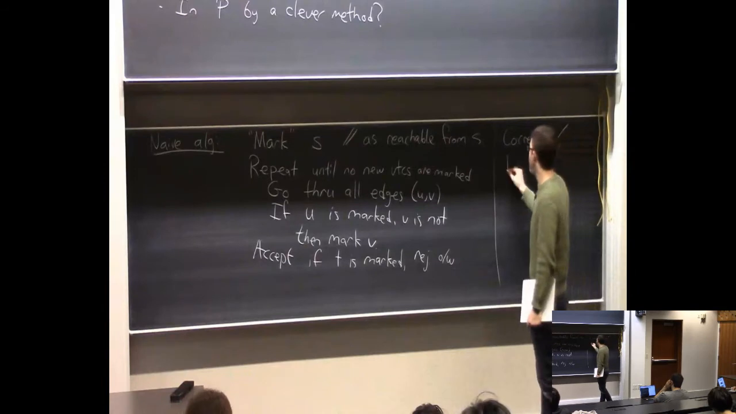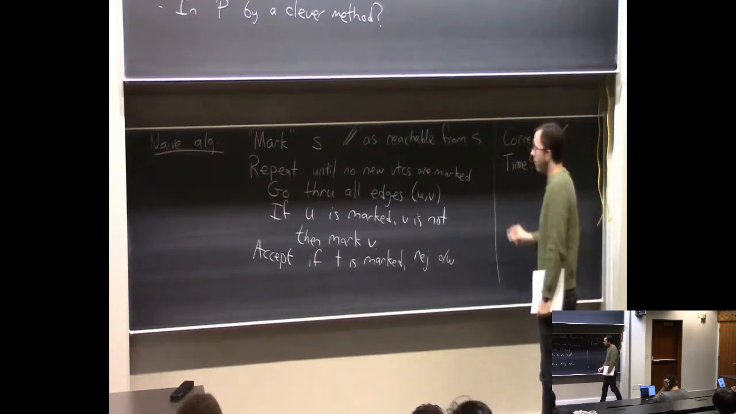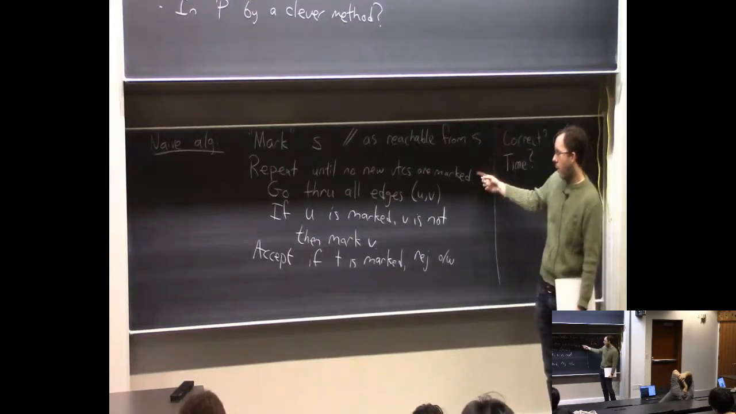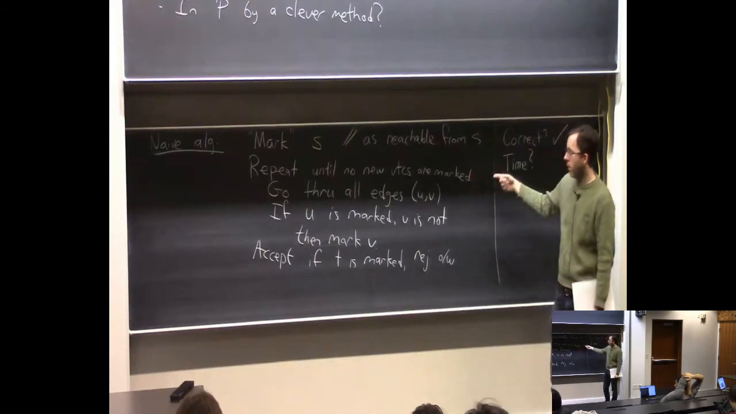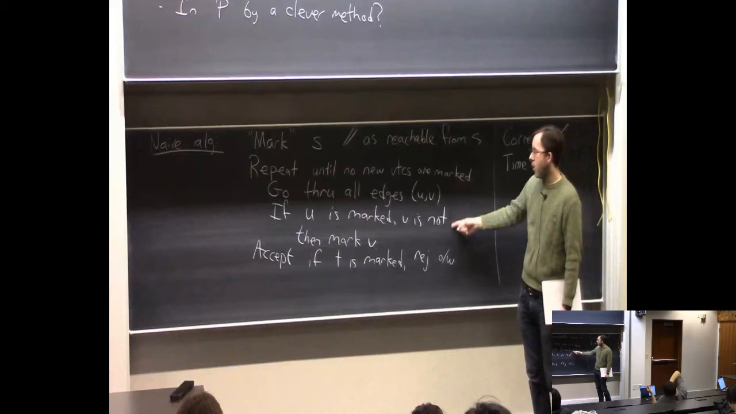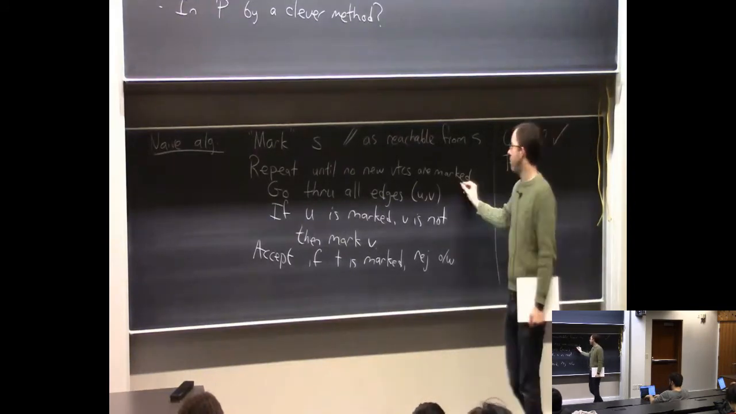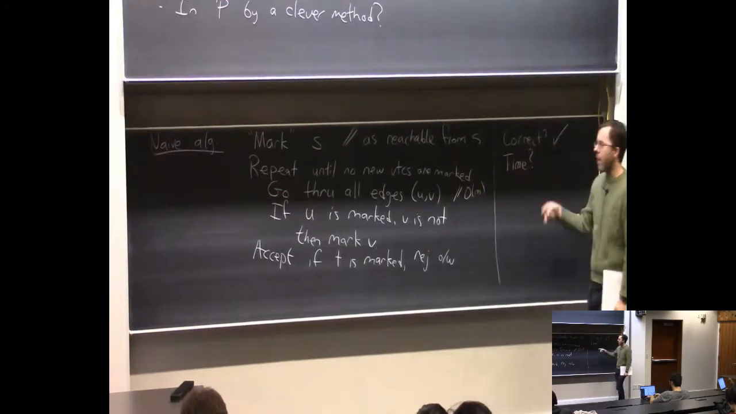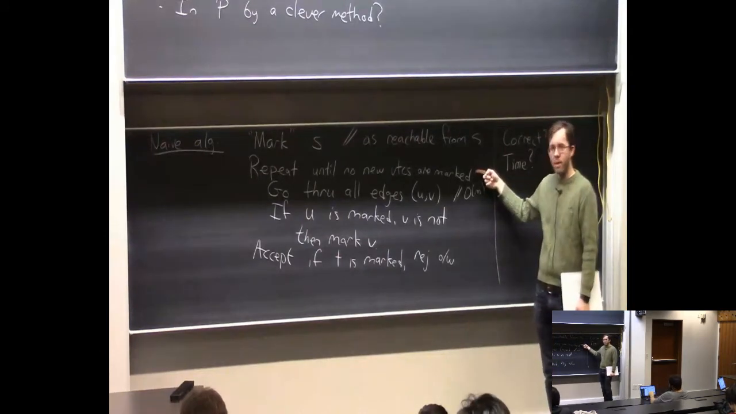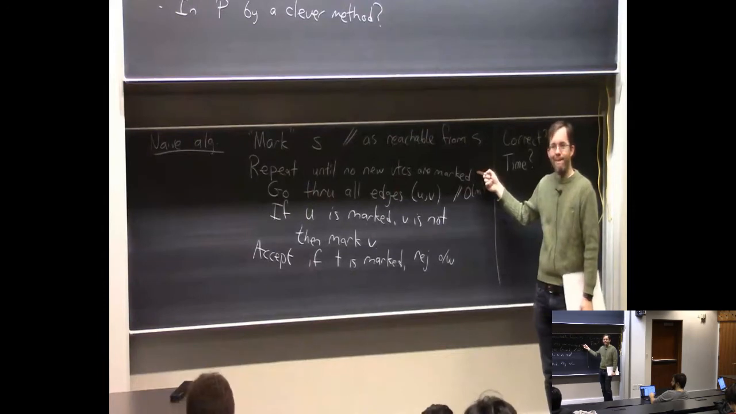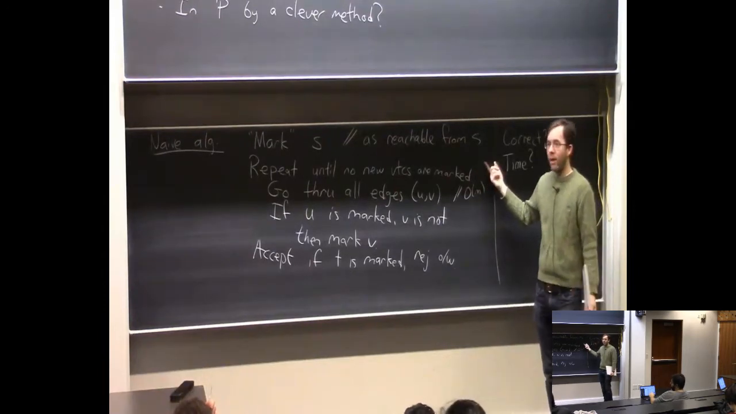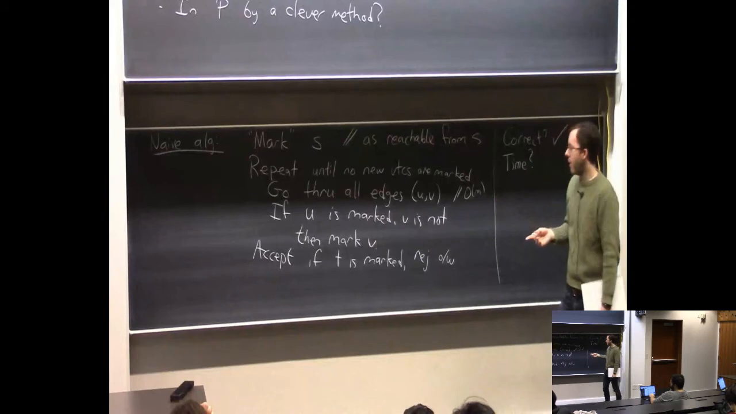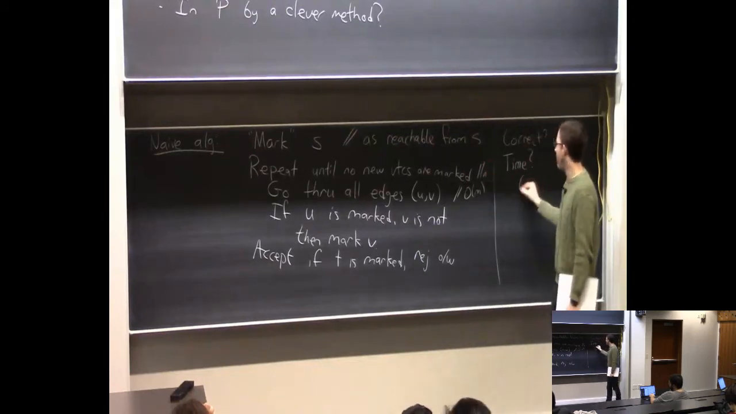And let's do the time analysis. Well, this first step we consider to be constant time. Now, we'll come back to how many times this loop could be iterated. But this stuff inside the loop, go through all edges, that takes order m time, right? Proceed through all the edges. And this is some constant time stuff. And what's an upper bound on the number of times this loop will get repeated? Yeah, O of n. In fact, it's n, because every time this loop repeats, you mark at least one more vertex. So it can repeat at most n times. OK, so this time is at most order m times n.